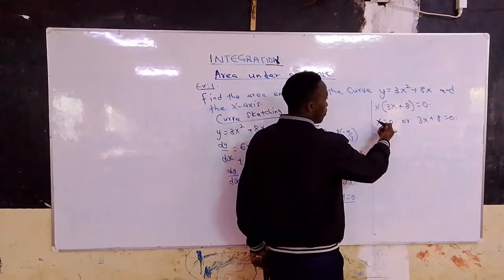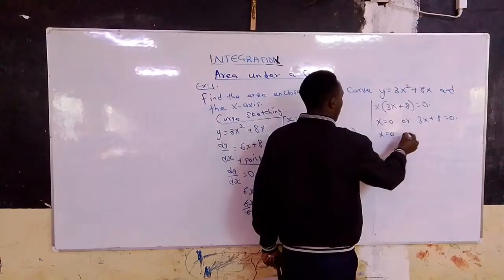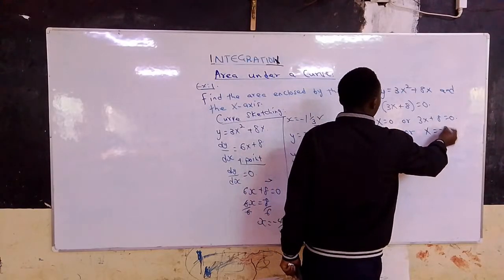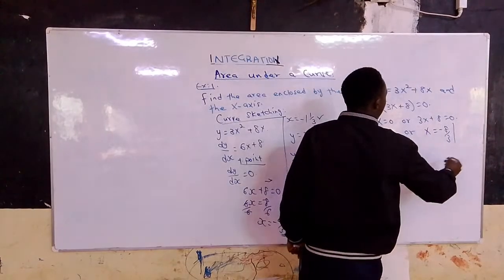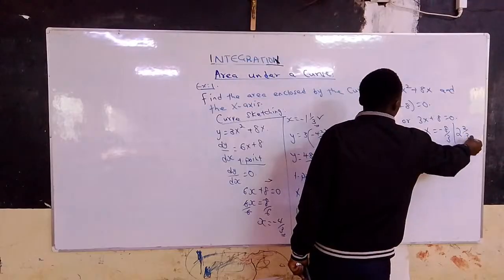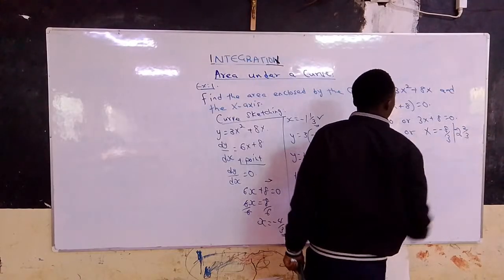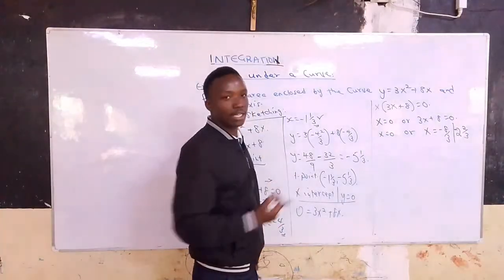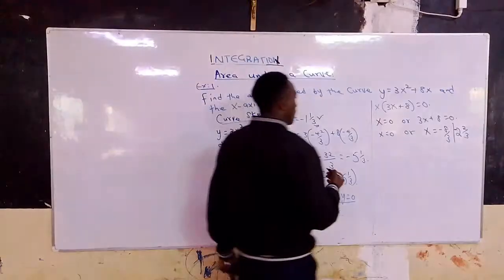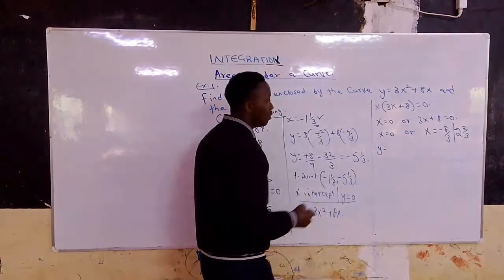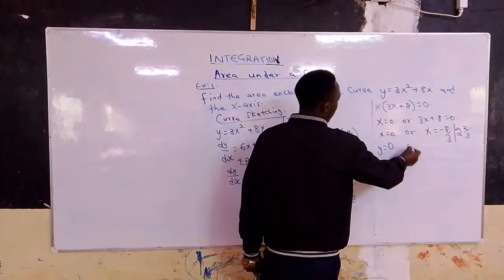So when x is equal to 0, our other x will be equal to negative 8 over 3, which is equivalent to negative 2 and 2 thirds. And having that, we can determine our y. So when our x is 0, our y definitely will be 0.